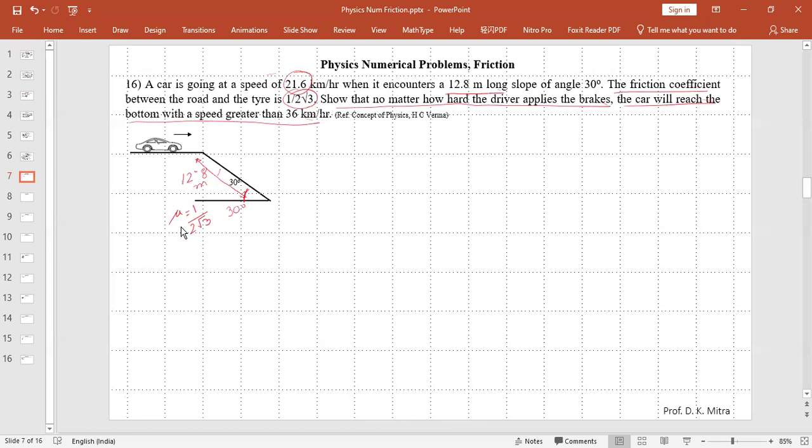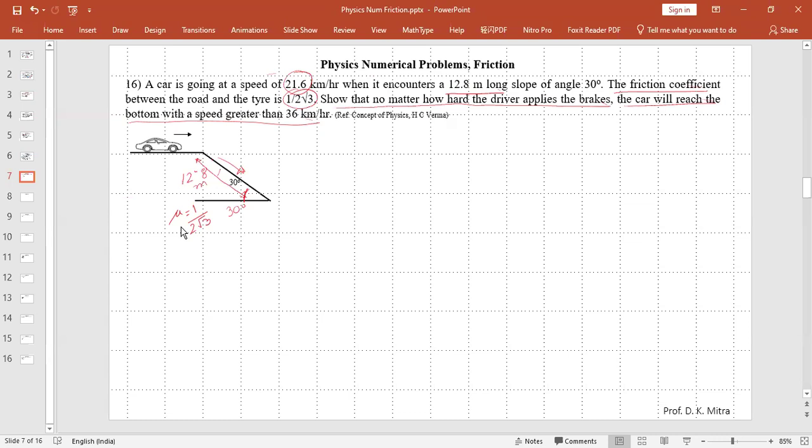Anyway, the point is the driver has applied hard brakes. If the driver has applied a hard brake, then what happens? Then the car only keeps on slipping down, which in the driver's language is called skidding down. It skids down.